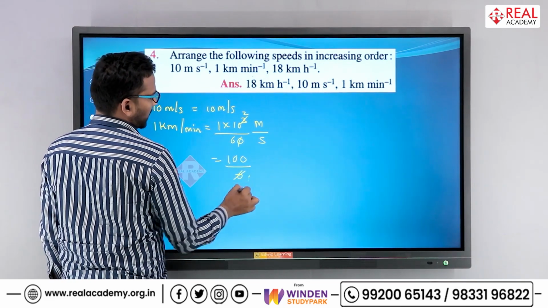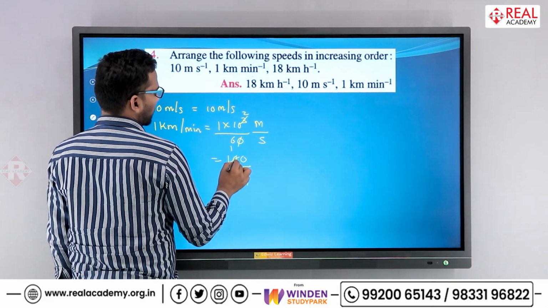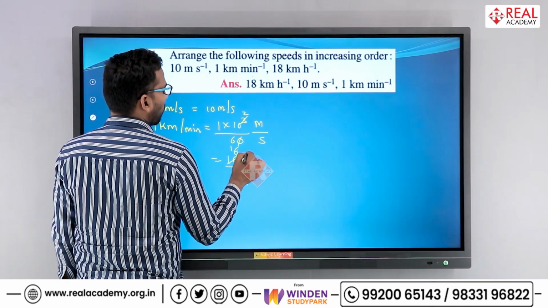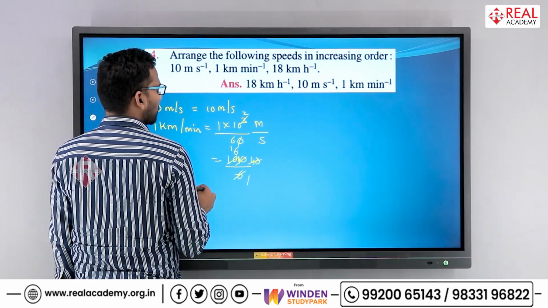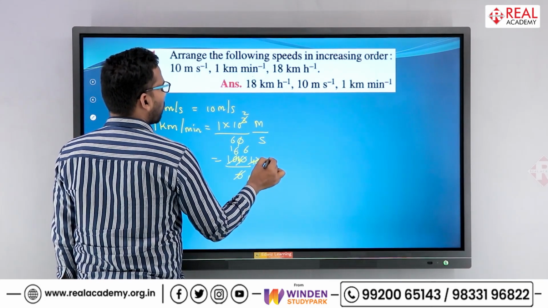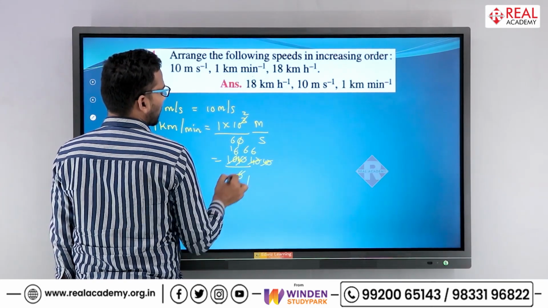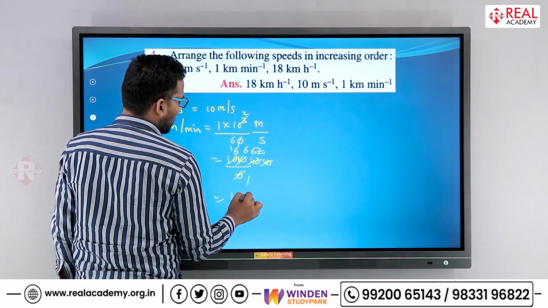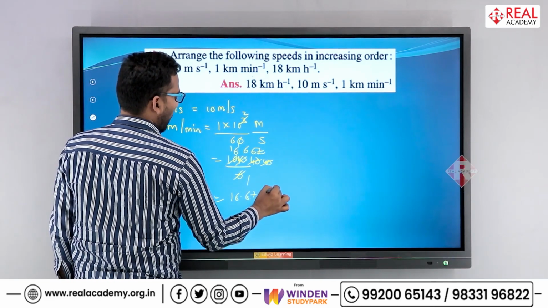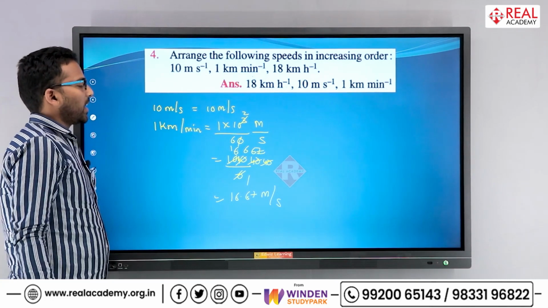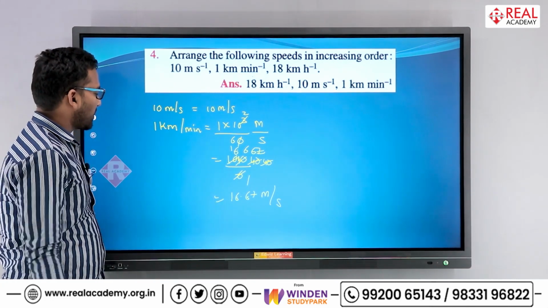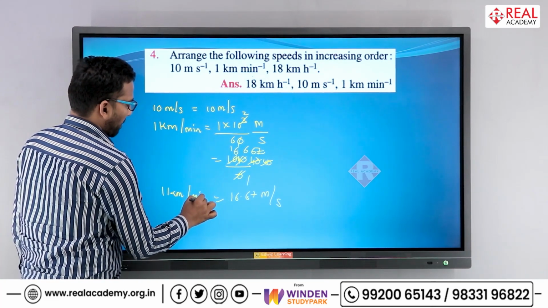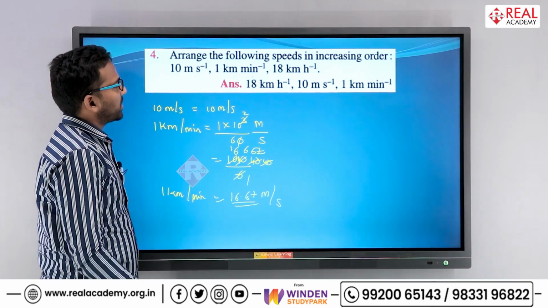So directly divide by 6. 6 1s are 6, carry 4, 6 6s are 36, carry 4, decimal again, 6 6s are 36, carry 4 again, 6 6s are 36 and so on. So we will take 7. Okay. So the answer would be like 16.67. It's a recurring number, so we will take the next number. That is 16.67. So 1 kilometer per minute is 16.67 meter per second.